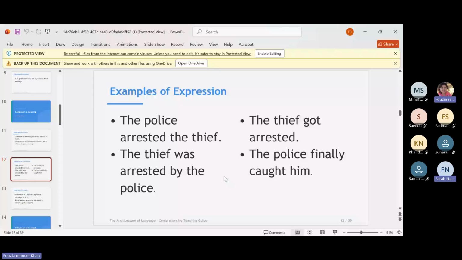"Got arrested": "got" is an accusative word, and in it we do not mention who has done the action. So that work actually has been done, who has done that does not matter, or you want to hide it, that can be the purpose.